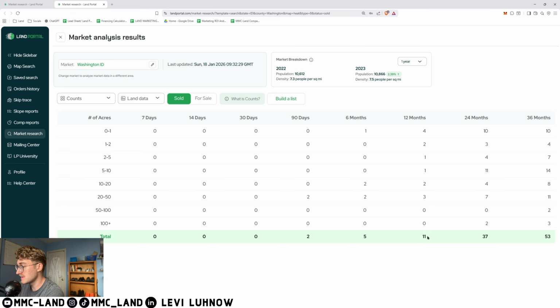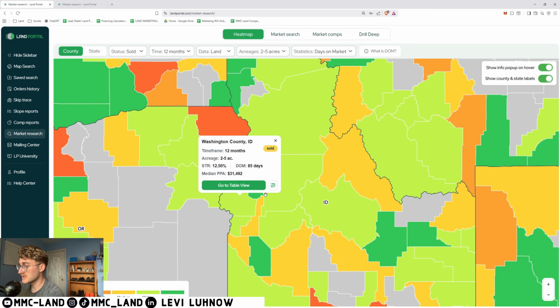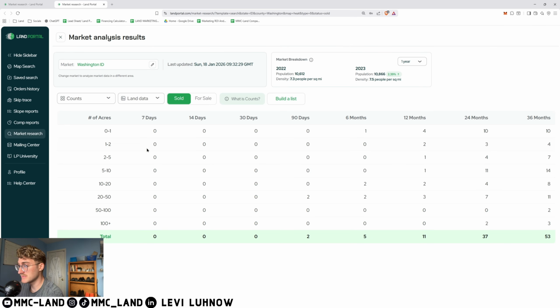Okay, typically I want more than 11. Typically I want closer to like 15, and most of the time I like them to be spread out a little bit. Kind of like this is spread out, but if there was like 3 and 3 in here, I'd feel a lot more confident in this county. Now, again, this county is smaller, so it kind of makes sense that there's not as much data. But typically I just like seeing a little bit more than that, especially if I'm targeting like a 2 to 5 and there's only one comp in the past 12 months.